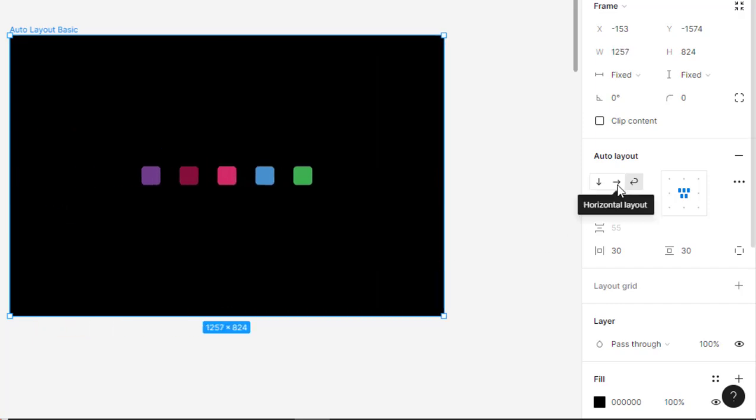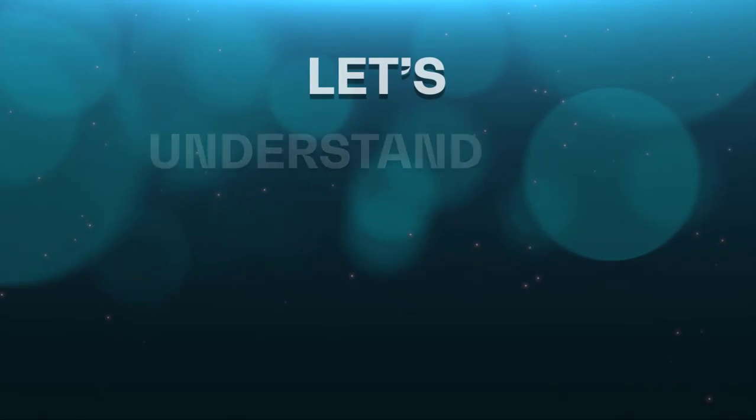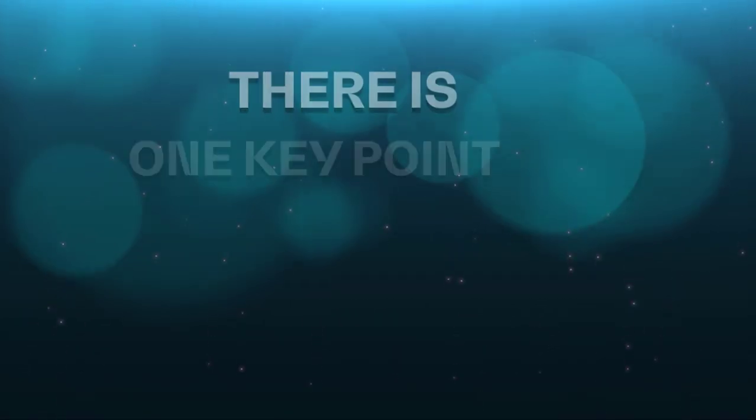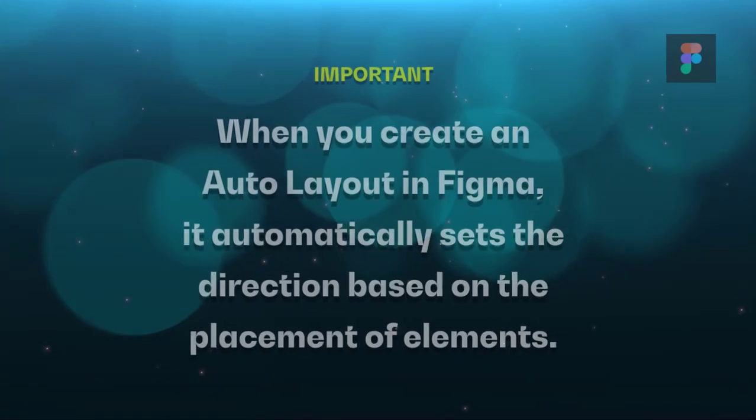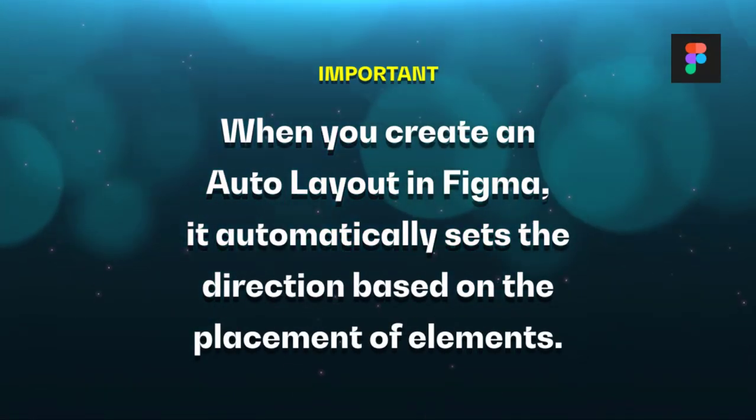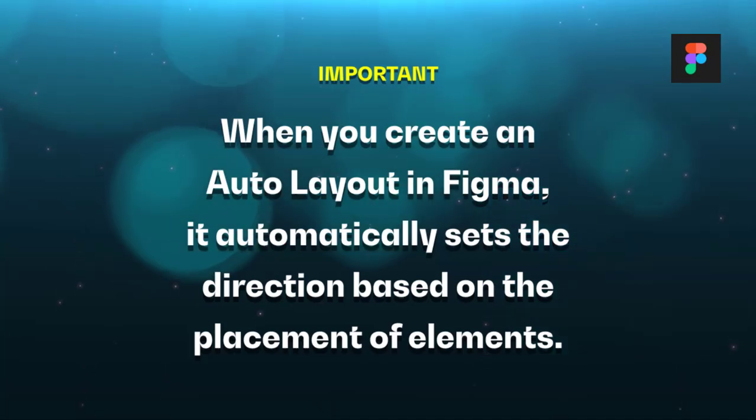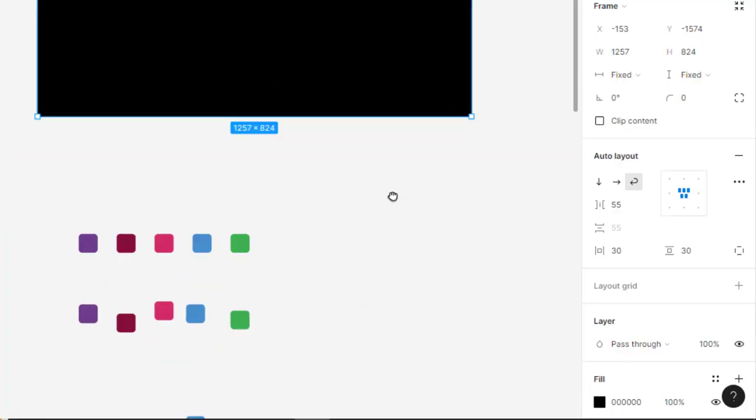Now that you have a basic understanding of auto layout, let's understand more in detail. But, before we dive into the detail, there's one key point I want to highlight. When you create an auto layout in Figma, it automatically sets the direction based on the placement of elements. Now, let's continue the detail.